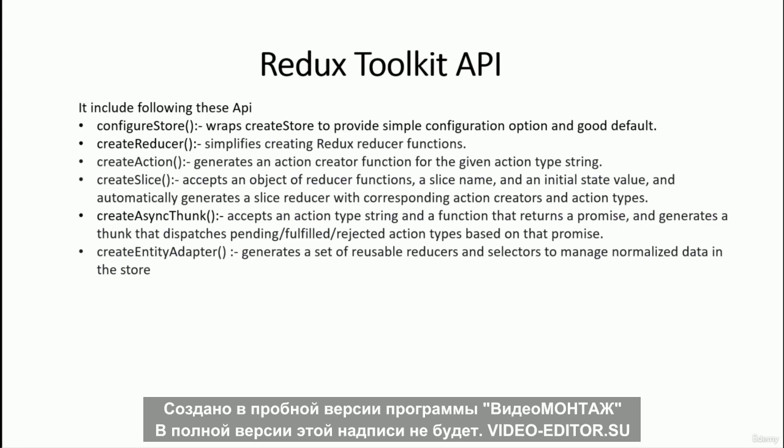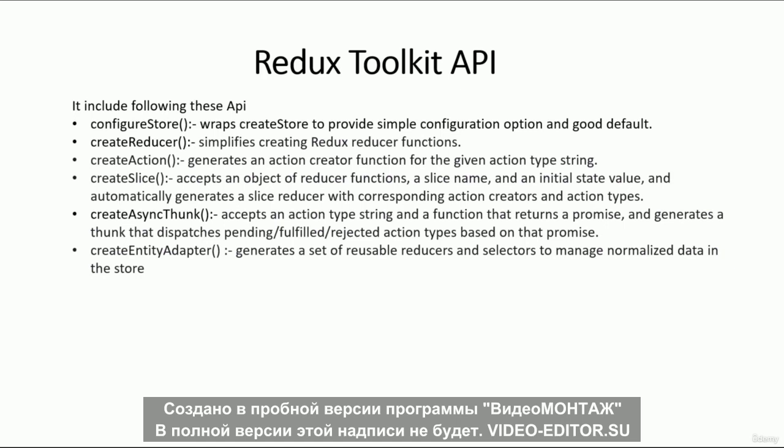Now let's move on and talk about createAction. createAction basically generates an action creator function for the given action type string, and it can also be used in place of a type constant. Now let's talk about createSlice. createSlice is a function that accepts an initial state, an object of reducer functions and a slice name, and then it automatically generates action creators and action types that correspond to the reducers and state. So overall this createSlice API is a standard approach for writing our Redux logic.